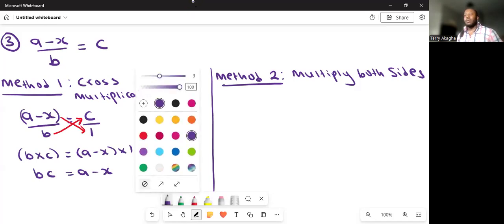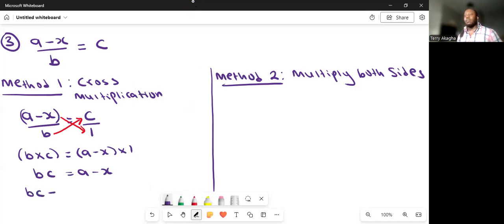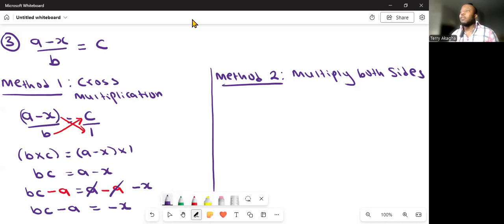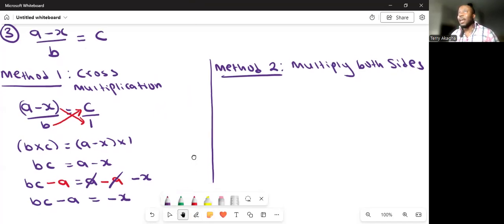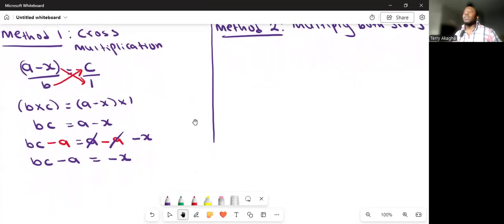So it's going to become bc minus a, so you subtract a from both sides, minus a will be equal to a minus a minus x. Are you seeing it? So a cancels this. So you're going to have bc minus a is equal to minus what? X. Now, we are looking for x. We're not looking for minus x. Is that making sense? So what you now do, we're going to multiply both sides by minus 1.